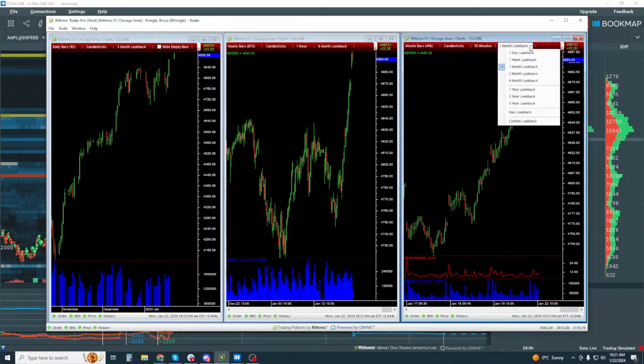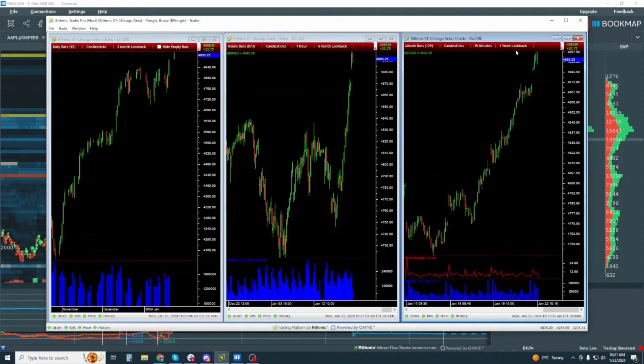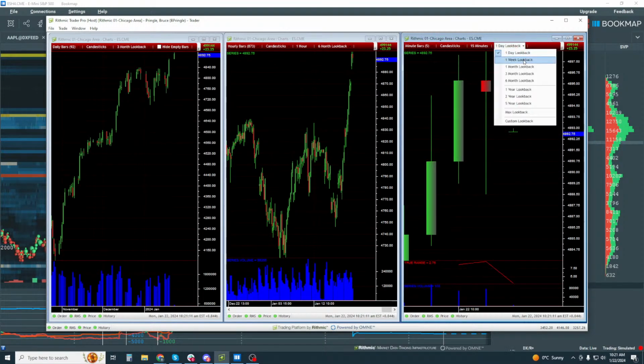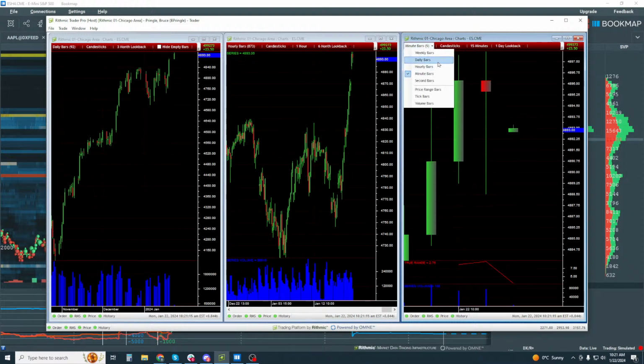Let's zoom in a little closer here. No, that's not it. It's number of bars. First off, 15-minute bars, number of bars.